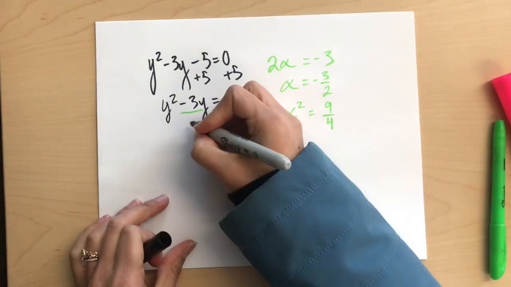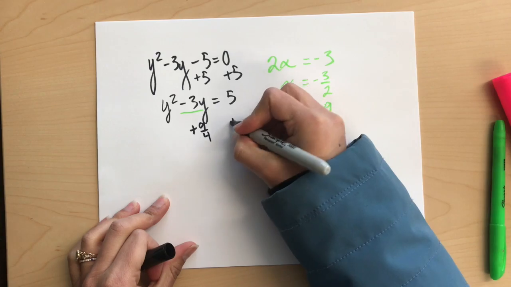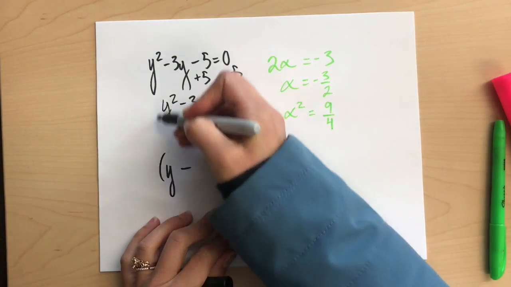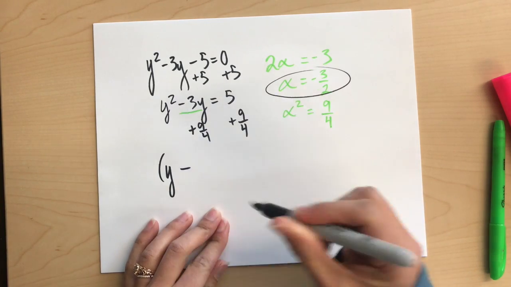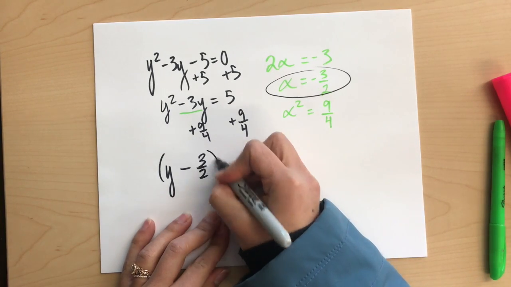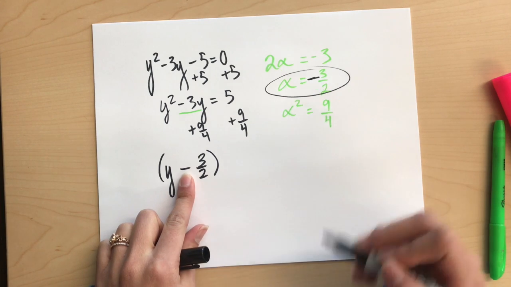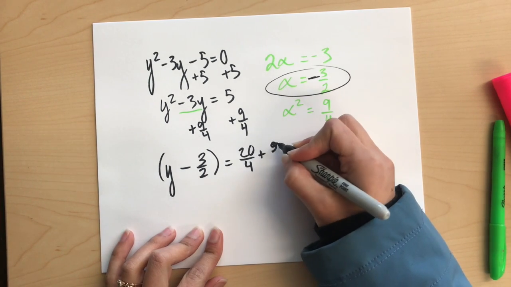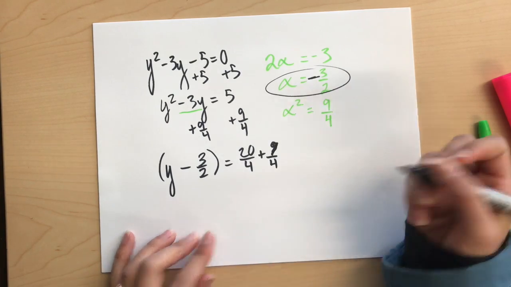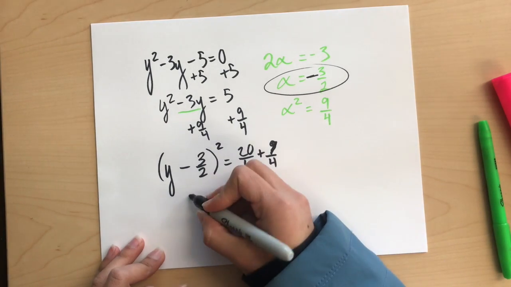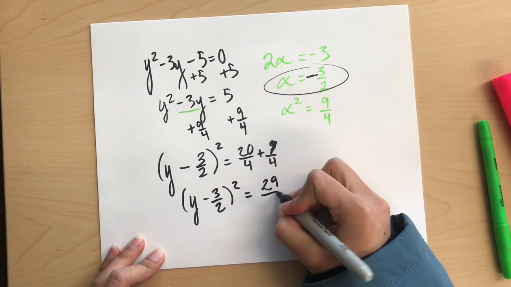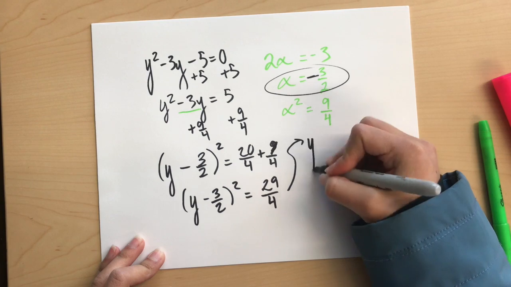Okay, now it would be kind of difficult to factor y squared. I'm adding alpha squared to both sides to factor y squared minus 3y plus 9/4, but I can remember that it's always in the form of y plus alpha squared, and alpha in this case is negative 3 halves, so it's y minus 3 halves squared. I forgot the square there, so I'm going to add it now. And then here I have this equals 20/4, which is 5, right? 5 is 20/4, plus 9/4, which I added to both sides.